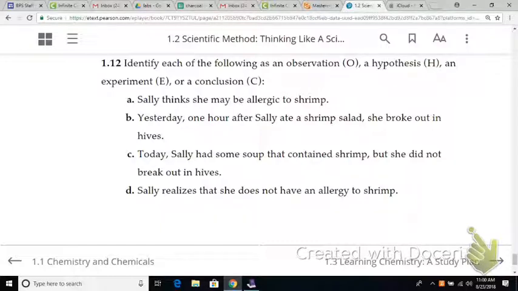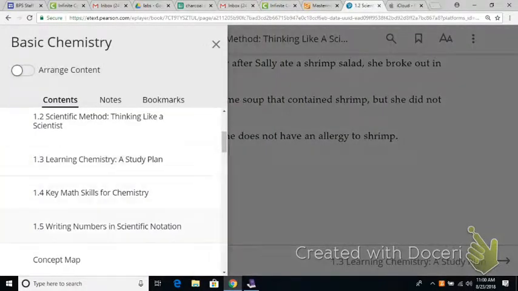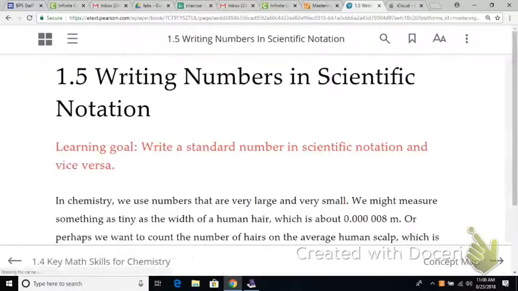At this point, if you have your book, we are going to take a look at scientific notation. It is section 1.5.